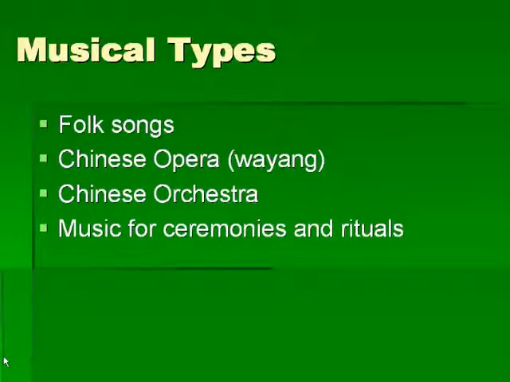Hello class, this is the second video lesson on Chinese music. In this lesson I'd like to cover the musical types of traditional Chinese music and some elements in Chinese music as well. Traditional Chinese music has many different types. You have folk songs, you have the Chinese opera, the wayang, the Chinese orchestra, and the music for ceremonies and rituals.